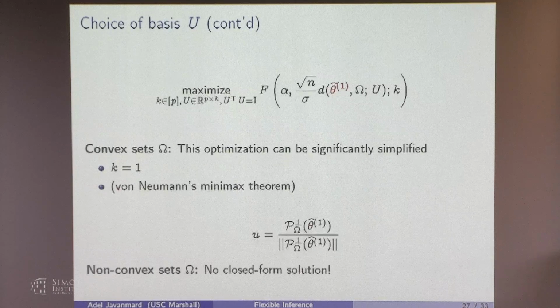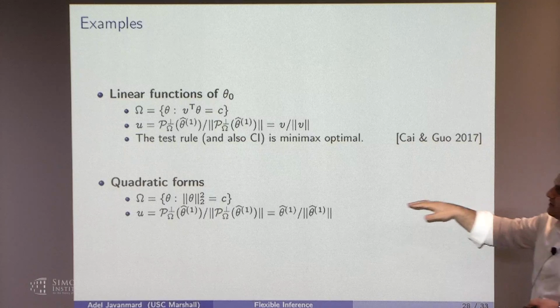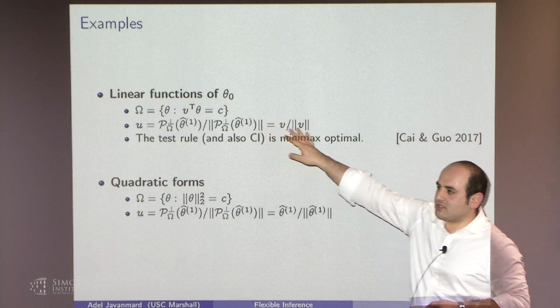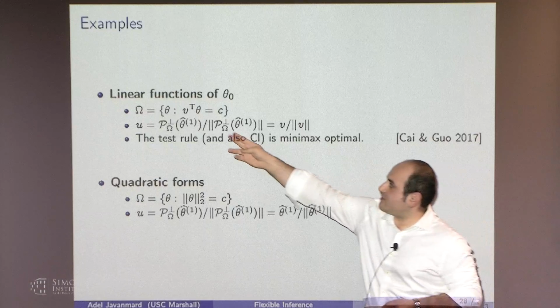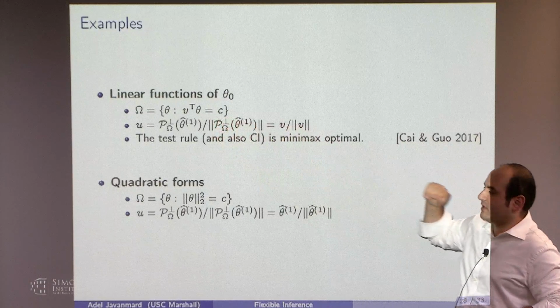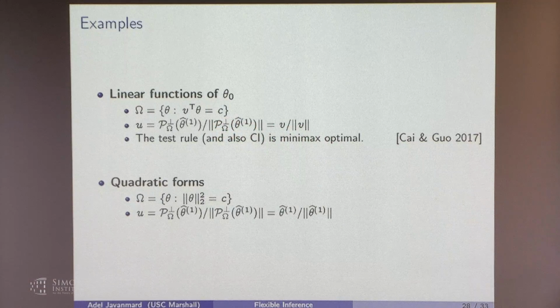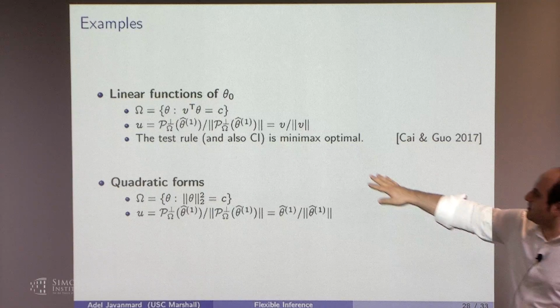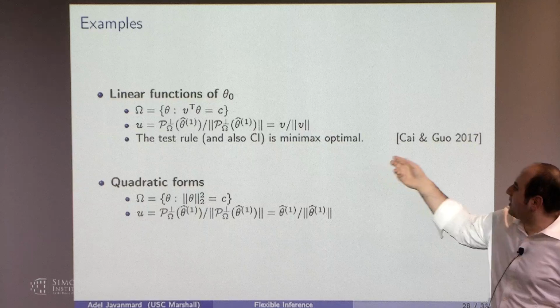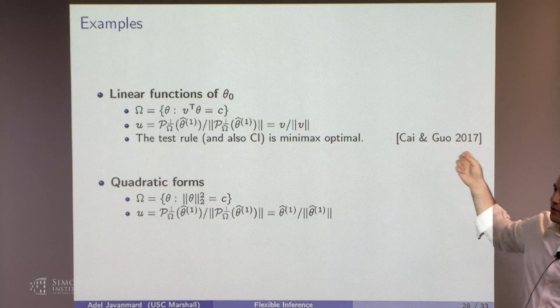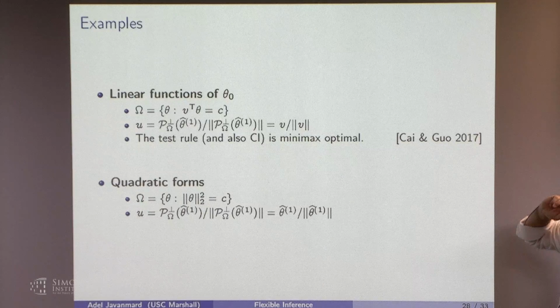So if we go to the examples, the first example is if you want to do a linear functional. So your omega is v transpose theta equals some given constant c. Then in this case, u is just given by the vector v. So it's the new covariate vector that you have. And you can show that this gives you the minimax optimal. So this recovers the proposal by Tony and Zijian for prediction.